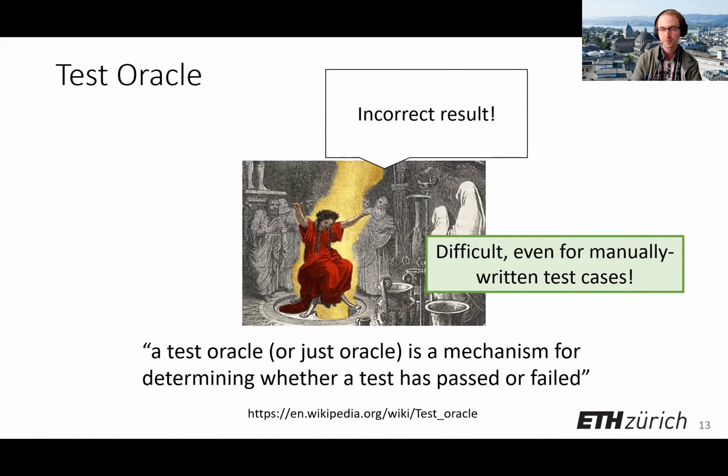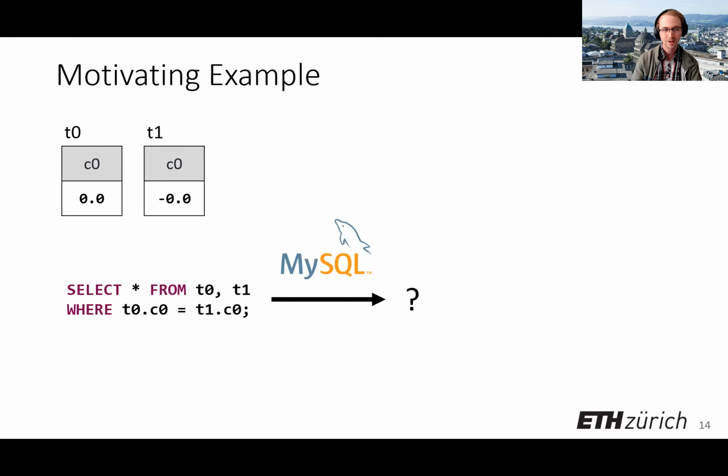And I want to illustrate this based on a concrete example. You can see here a test case that actually allowed us to find and report a bug in MySQL. We have two tables, T0 and T1, each of which holds a floating point value, namely a +0 and a -0. Then we instruct MySQL to fetch the cross product of all records from these two tables, where the column evaluates to the same value.